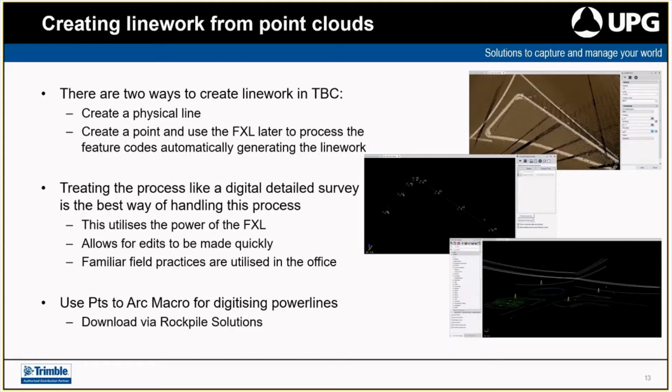There are also some cool macros that you can use in TBC for getting line work and data out of point clouds. One of them particularly worth noting is the points to arc macro, which is good for power lines. It's similar to the functionality that's in Trimble RealWorks, where you just pick the end of your arc, the center line, or somewhere in the center of your arc, and then the end of the arc, and it will just create the line string through the center of those power lines.